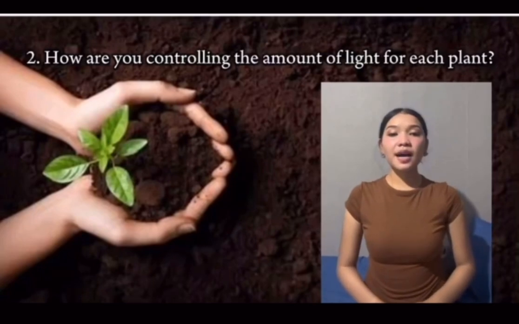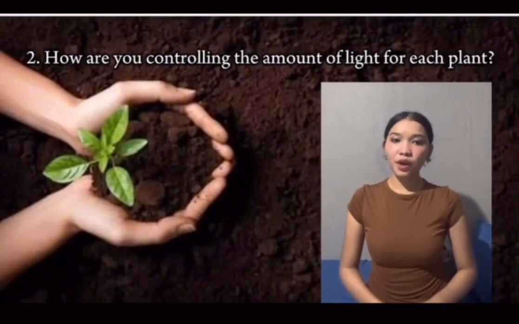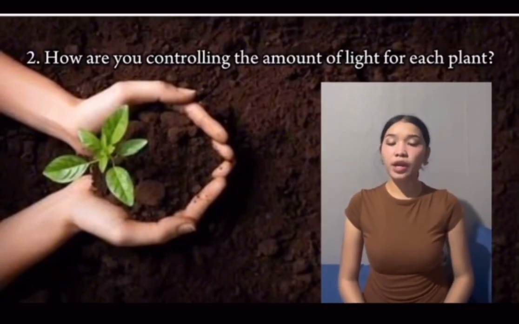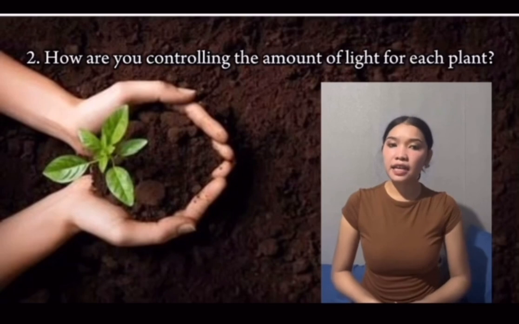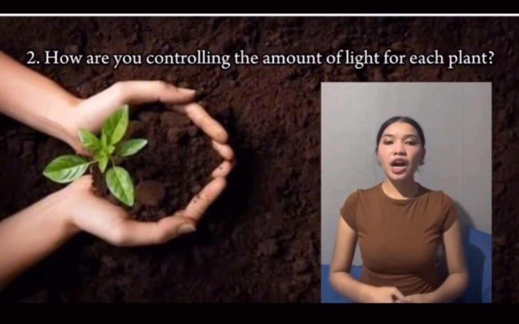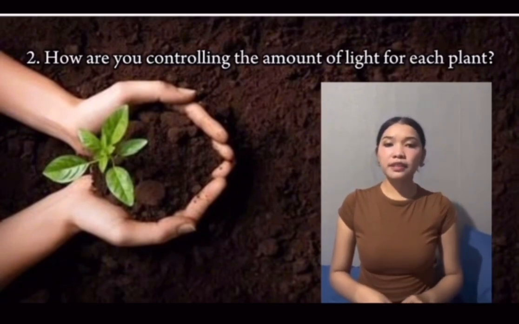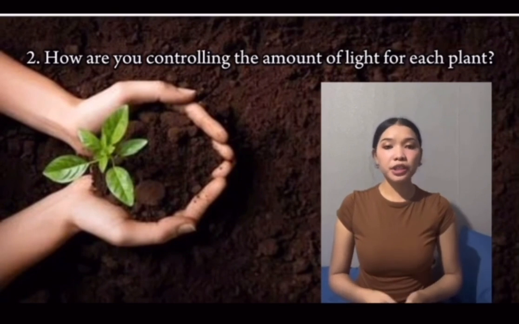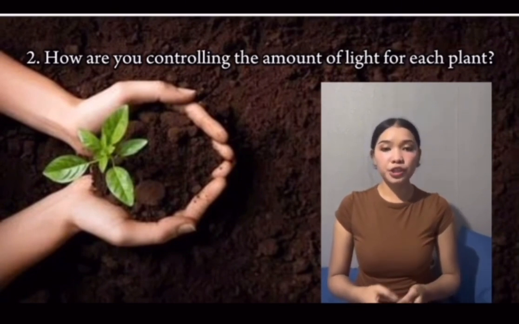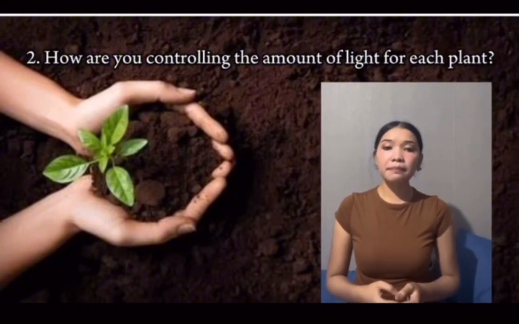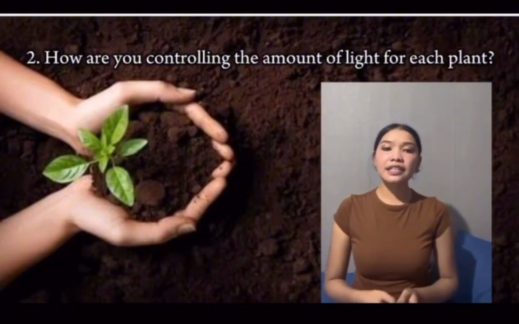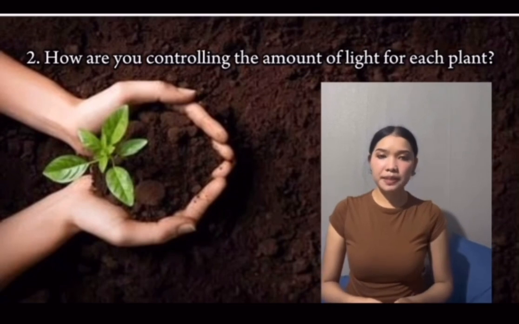So the second question is, how are you controlling the amount of light for each plant? We control the light by placing the plants in different environments, for example, in full sunlight, in partial shade, and under artificial light. We use timers to regulate the duration of light exposure for each plant. Lastly, we keep the distance between the light source and the plants consistent for the artificial light setups.